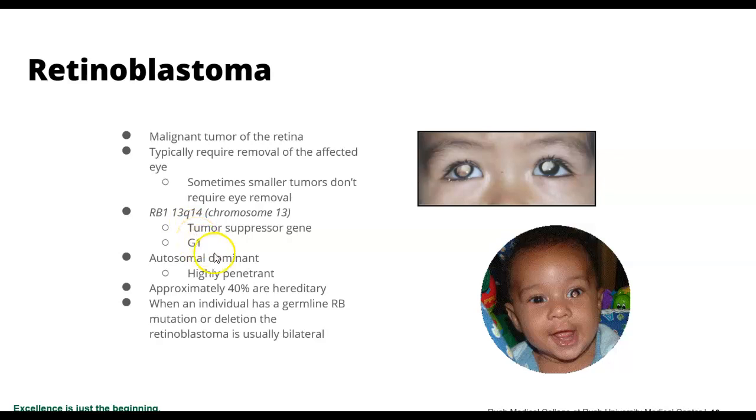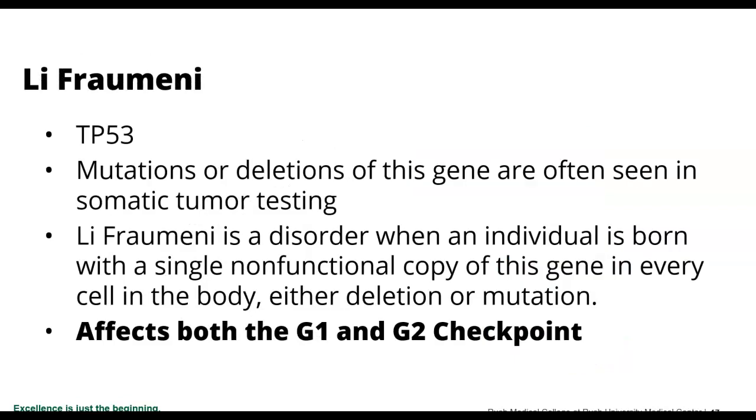It's a tumor suppressor gene that's important in G1. It's inherited in autosomal dominant and very penetrant. 40% of kids with retinoblastoma are hereditary. When the individual has a germline mutation or deletion, there's a significant risk that this retinoblastoma will be bilateral, even if we don't see it at the beginning.